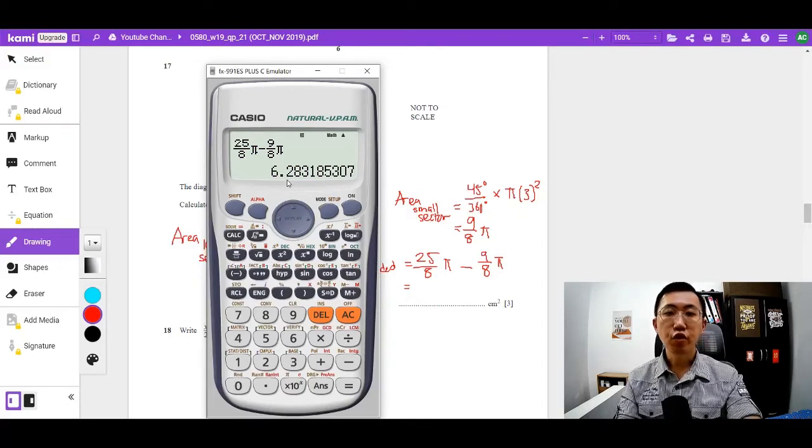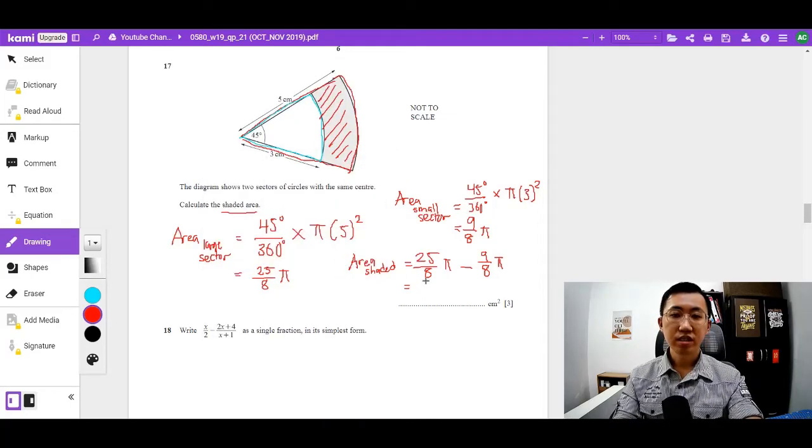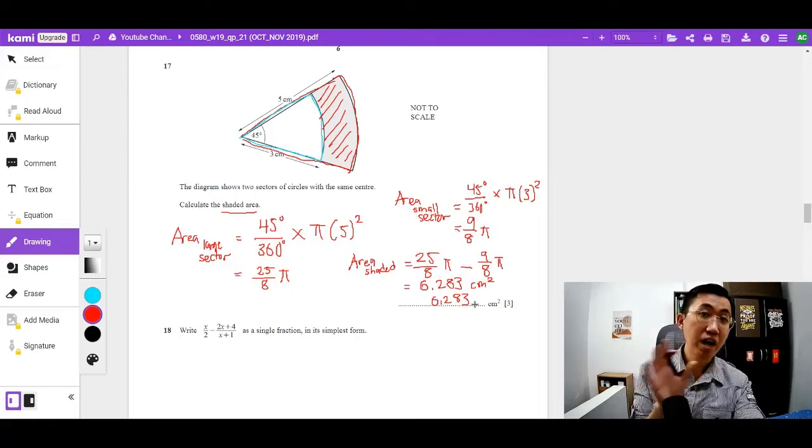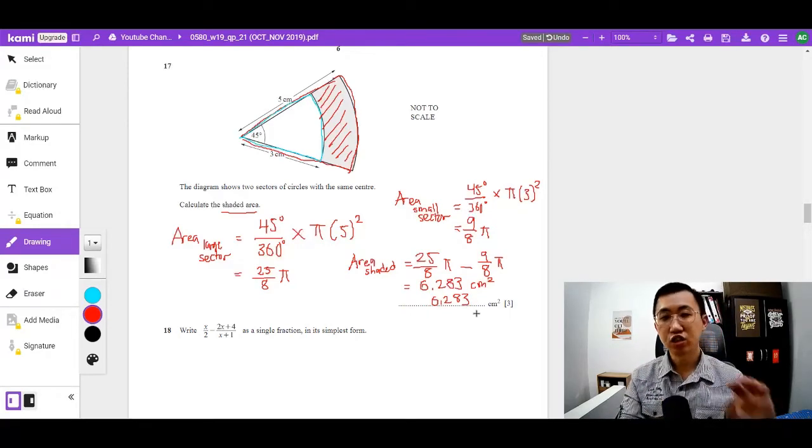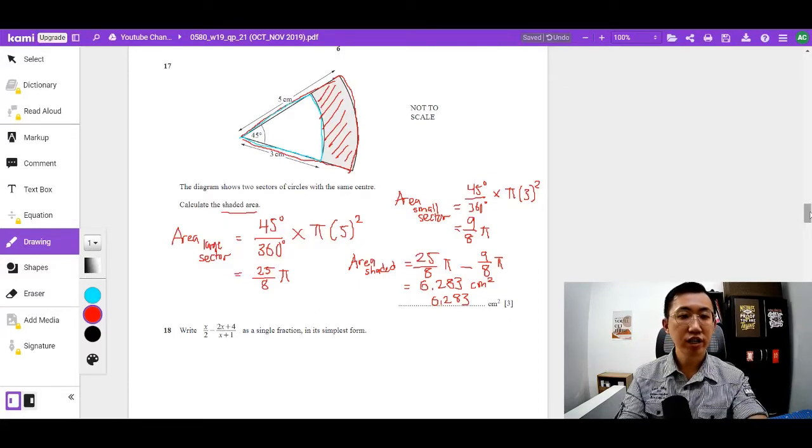6.283. That's what I will write. 6.283 centimeter square. So you lock in one more time, 6.283, like that. So you don't write the pi in the final answer, change it into a decimal. Alright, that's what the IGCSE marking scheme wants.